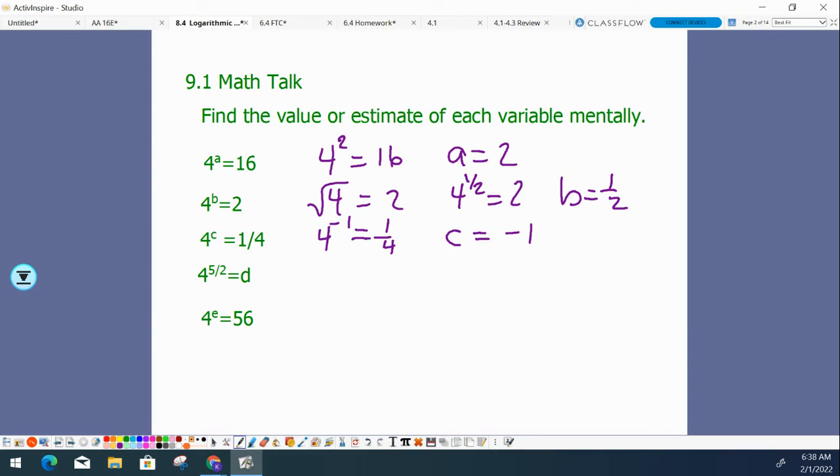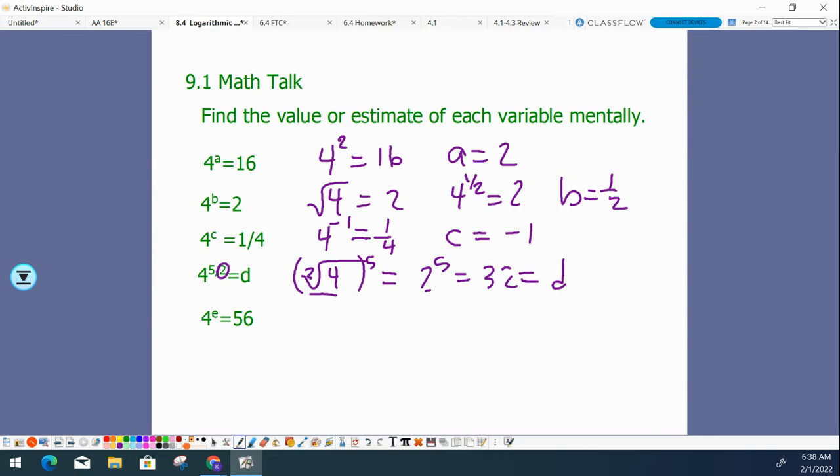In this one, what we need to do is just rewrite it using our square root. Remember, we move our denominator to the index and then raise it to the 5th power. The square root of 4 is 2. 2 to the 5th is 32. So D is 32. But what about the last one?